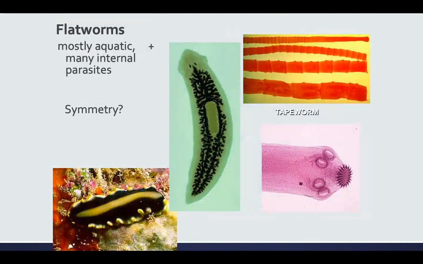Flatworms have bilateral symmetry. They're mostly aquatic. Many are internal parasites, meaning they have to live on the inside of their host. Tapeworms, again, bilateral symmetry, meaning if you go down the midline of it, they look the same from right to left sides.